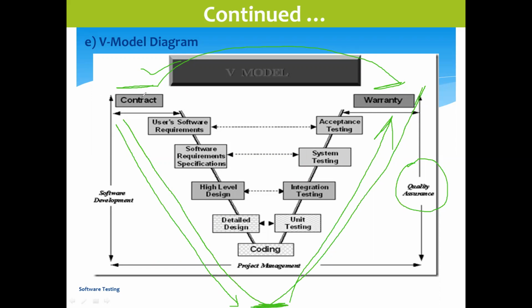So first the contract will start, or the contract is got by the company, then the user software requirements will come. What is required for that software or for that project will be defined. So what exactly is the requirement of the client? Then next will be the software requirement specification. A document will be prepared based on the requirement.